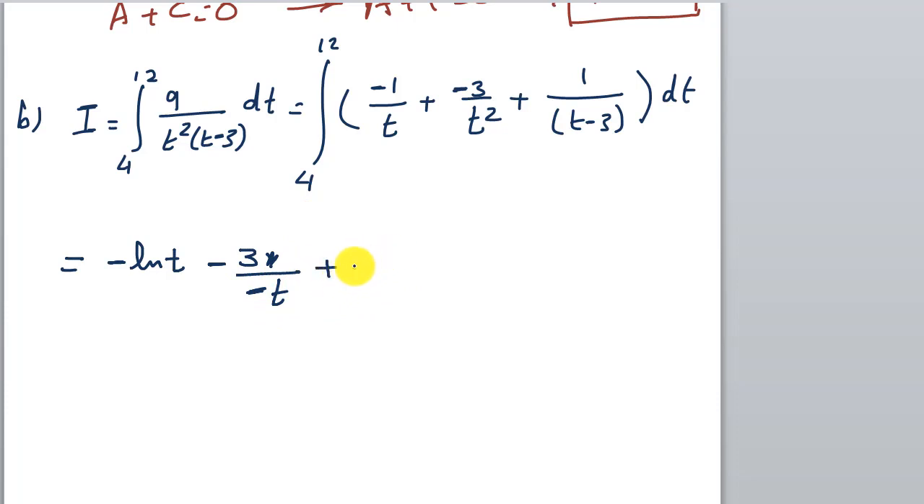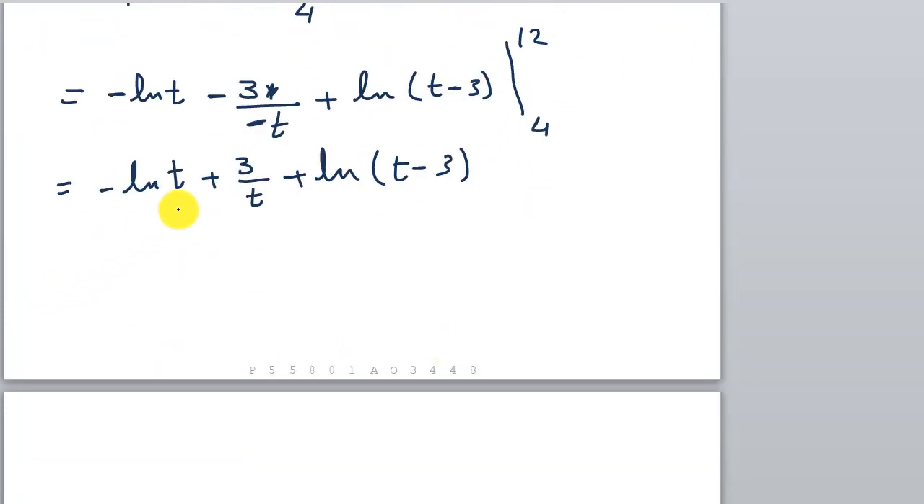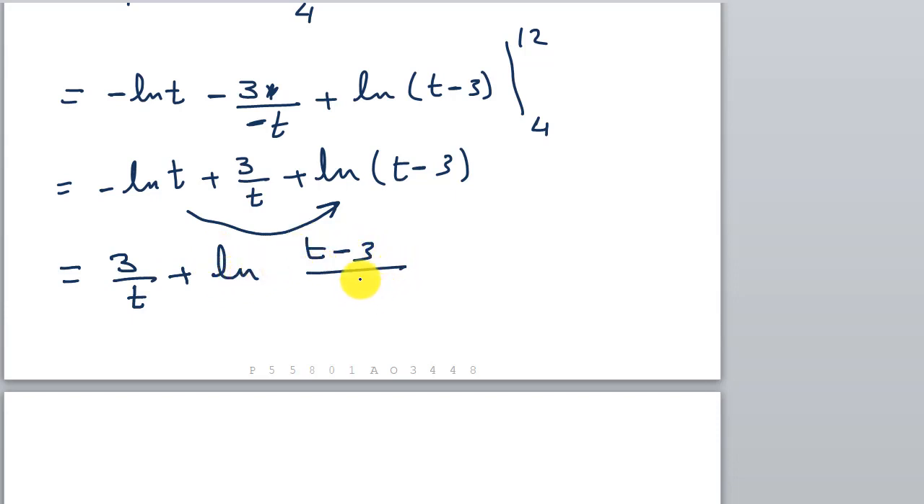Now plus ln(t minus 3), all of this from 4 to 12. So it's equal to minus ln t plus 3 over t plus ln(t minus 3). So let us start to put this both together. So it's equal to 3 over t plus ln(t minus 3) divided by t, because this is negative, from 4 to 12, and here from 4 to 12.